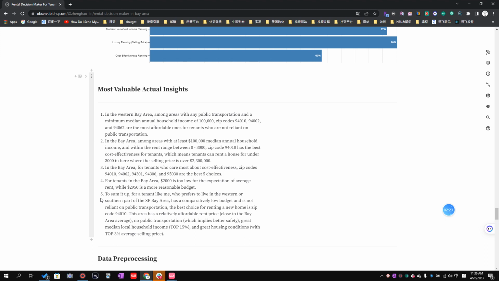So my study will focus on cost effectiveness. The definition of cost effectiveness here is the ratio of the selling price to the rent price in a specific zip code area, because I have an idea that if you can use the same rent price to rent a house which is selling for more, then it is considered more cost effective for the tenant, right? Maybe for a house buyer, it means a lower cost effectiveness, but for the tenant, that's a contrary situation.